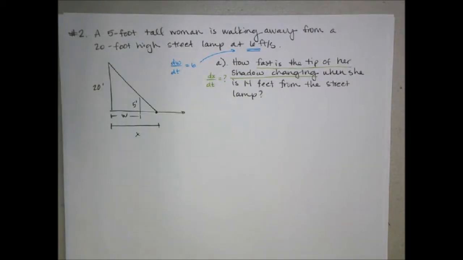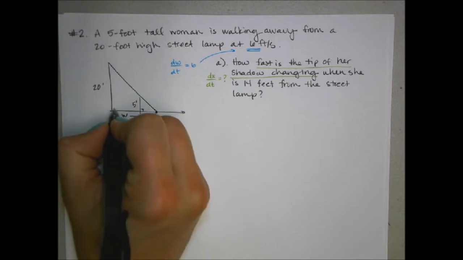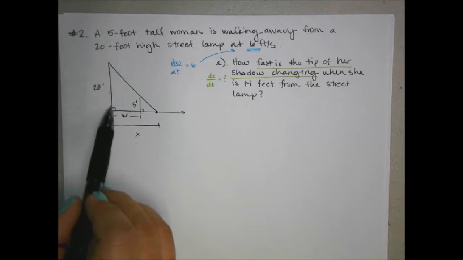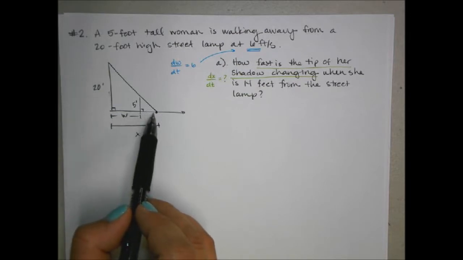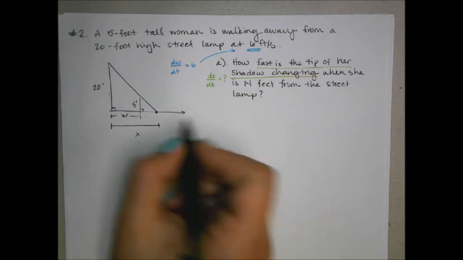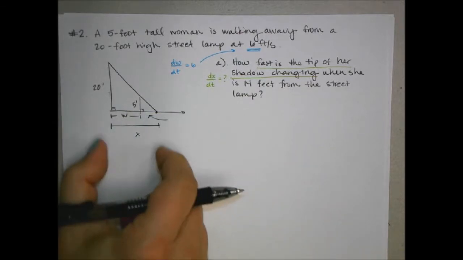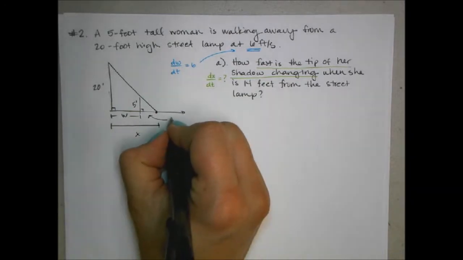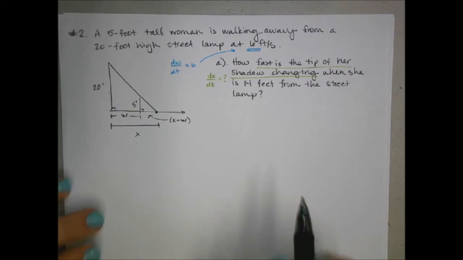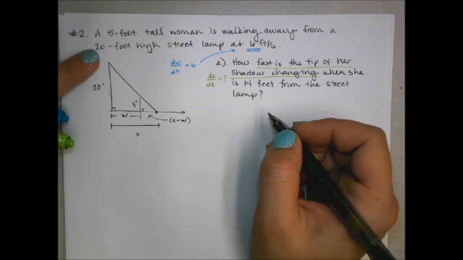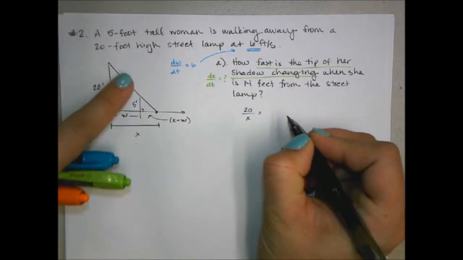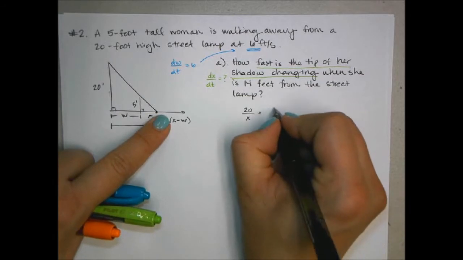Okay, I have these two right triangles, and these triangles are similar to one another. So I have the street lamp's height 20 is to x, as 5 is to this small distance here. So this distance right here should be x minus w. So that's going to be our equation that relates x and w together. So we have 20 is to x, as 5 is to x minus w.